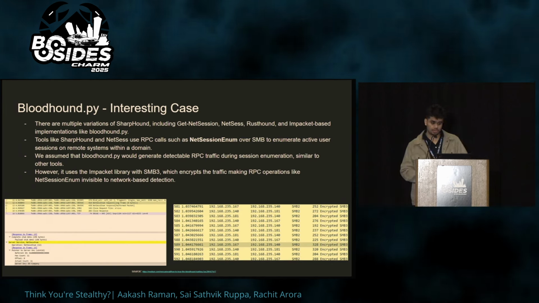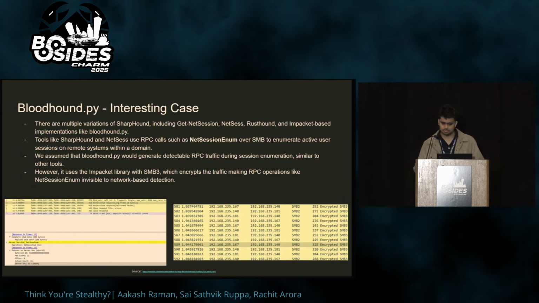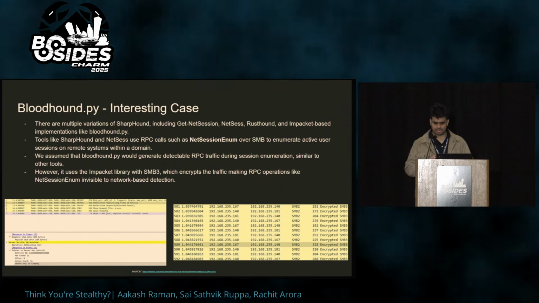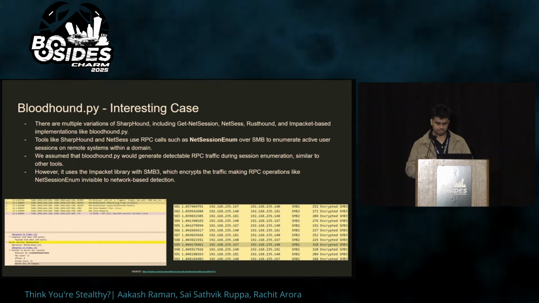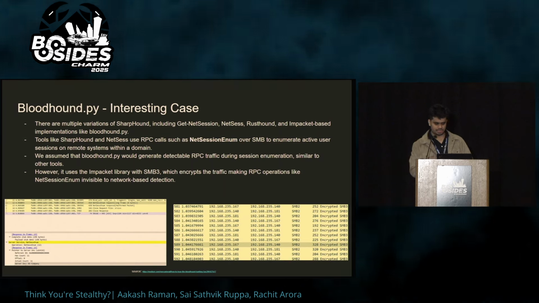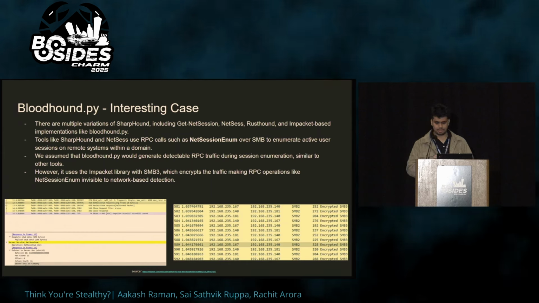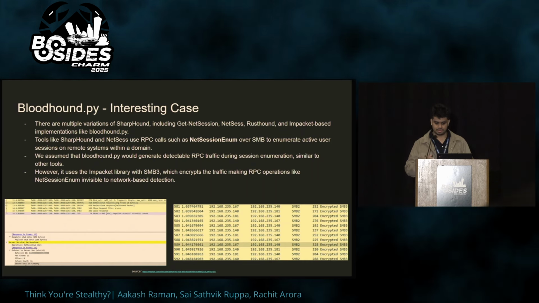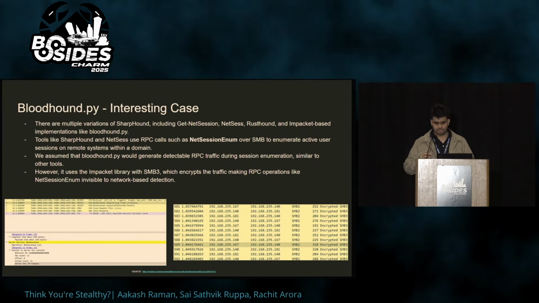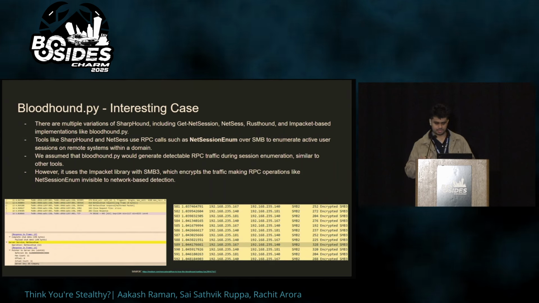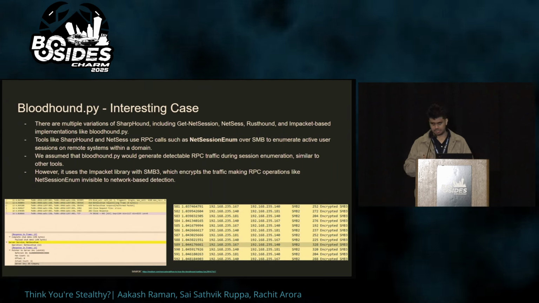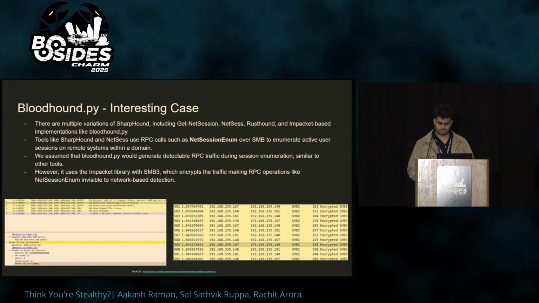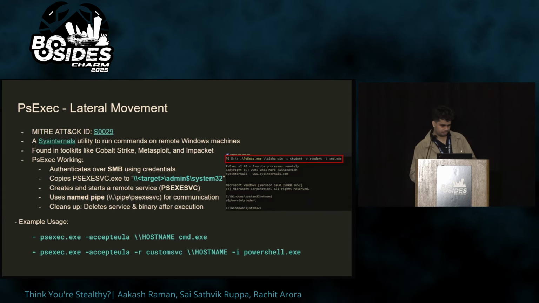And coming back to bloodhound.py, this is another interesting one. On the left image, you can see whenever you run Sharphound, any on-disk version, it's going to throw the NetSessionEnum call, highlighted on the left side. But if you're using bloodhound.py, it's going to use the encrypted SMB3 version, and we cannot see that in Wireshark. So it's again going to bypass these network detections, and you have to figure out how to analyze this and how you can detect this. Now I'm gonna pass it to Aakash, who's gonna take it further.